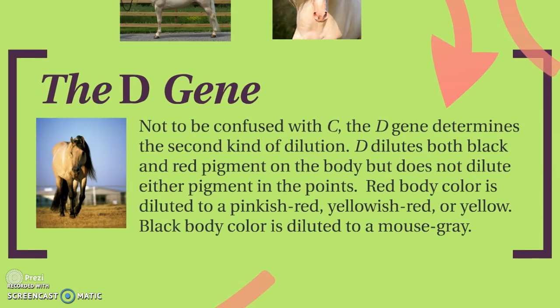The D gene. Not to be confused with C, the D gene determines the second kind of dilution. D dilutes both black and red pigment on the body, but does not dilute either pigment in the points. Red body color is diluted to a pinkish red, yellowish red, or yellow. Black body color is diluted to a mouse gray.